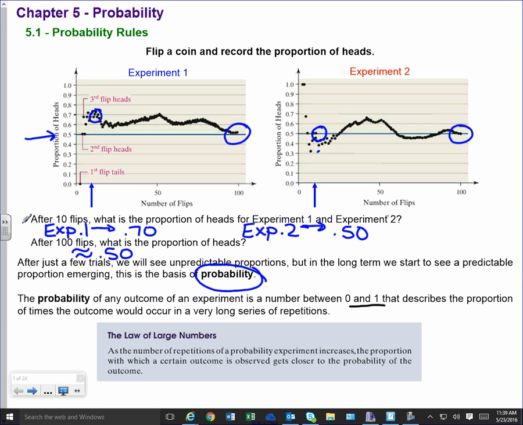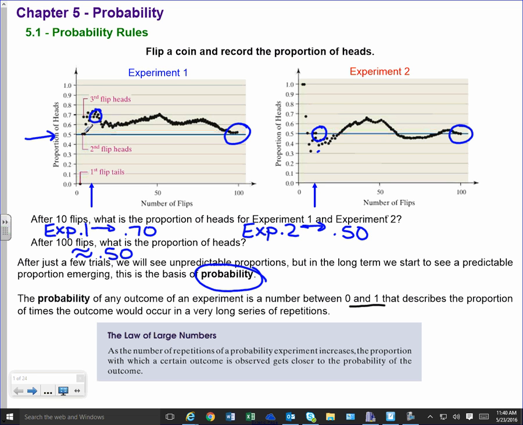And so in probability rules, we're talking about some of the laws and some of the terms that we'll be using with this probability. So if we look here at experiment 1 and 2, what I did here was we're flipping a coin and recording the proportion of heads, all right? So what we're looking at on this graph is the first flip we got tails, so that means 0 out of 1 would have been heads, right? So we didn't get any heads, we flipped it one time, so we've got 0 out of 1.